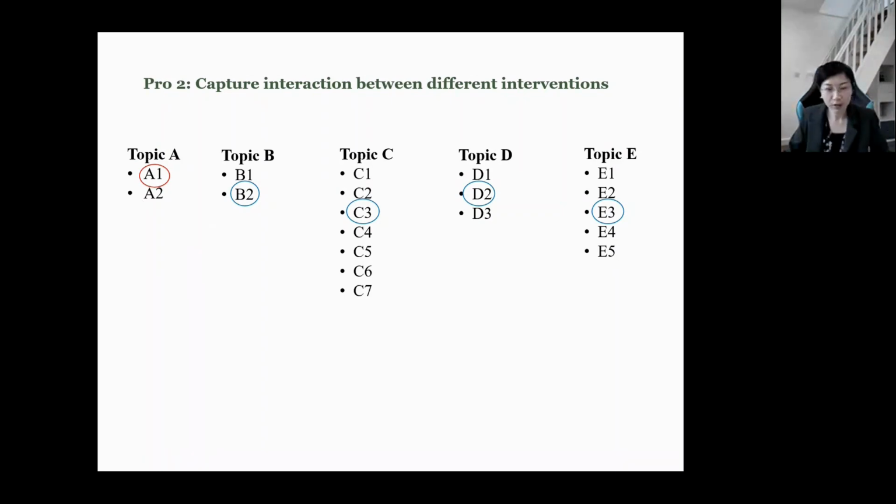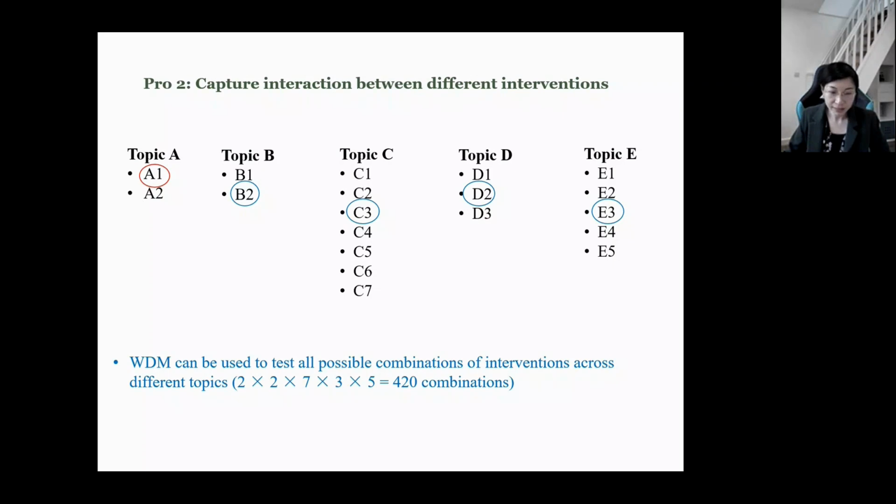The benefit of using a whole disease model is we can use the model to test all possible combinations of interventions across different topics. So by doing this, we don't have to worry about what the current pathway is and whether the current pathway will be changed in the next year. And some people might be wondering, is it that important to capture the interactions between different interventions? Say, for example, if I change the current practice from C3 to C1, will this actually change the conclusion for the other topics?